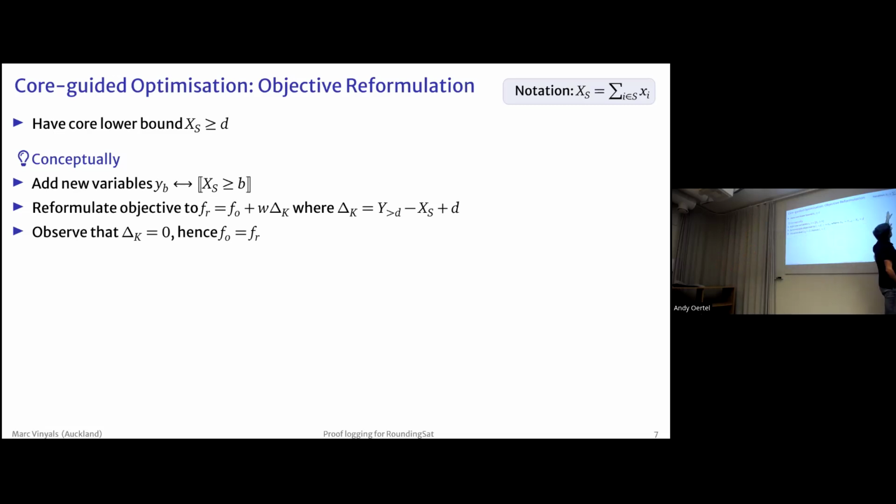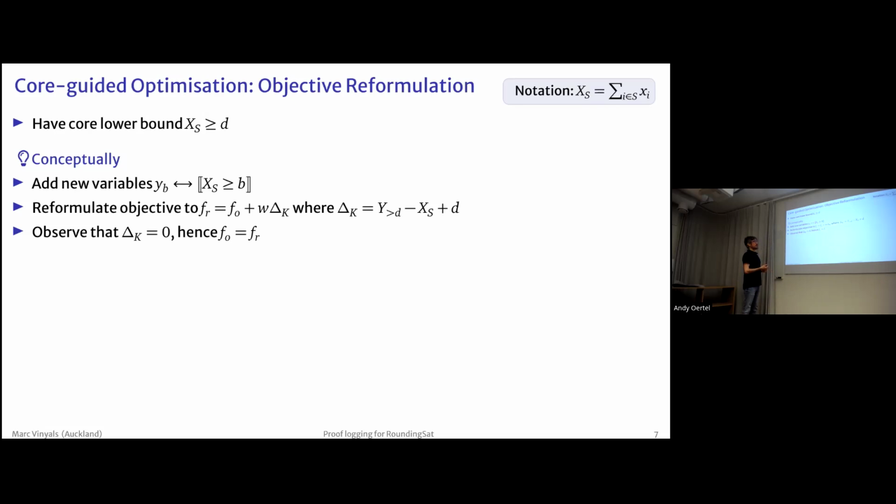A piece of notation that I'll be using is this capital X_S, which just means the sum of variables x_i in the set S. It's very cumbersome when you have all these sums that only sum all the variables in a set, and it's distracting, so we'll be using this more compact notation. Anyway, we've got a core, it's a cardinality constraint. All that it's saying is that the sum of the variables x_i in the set S is at least d. That's our core, right? We know that that's impossible.